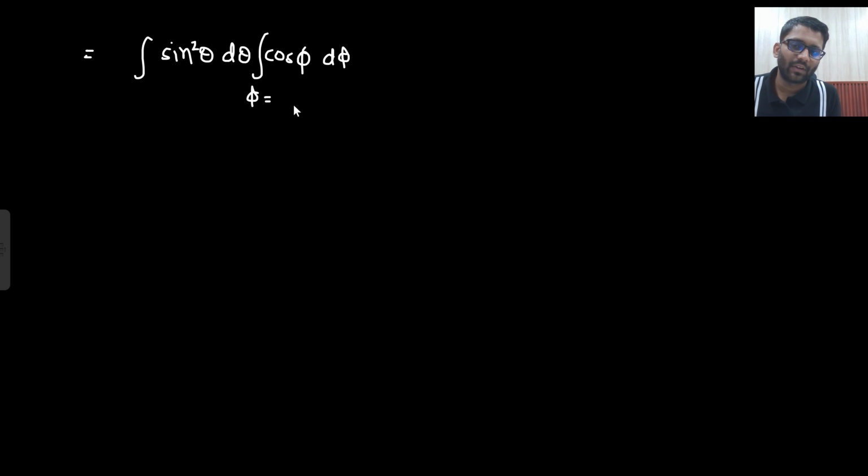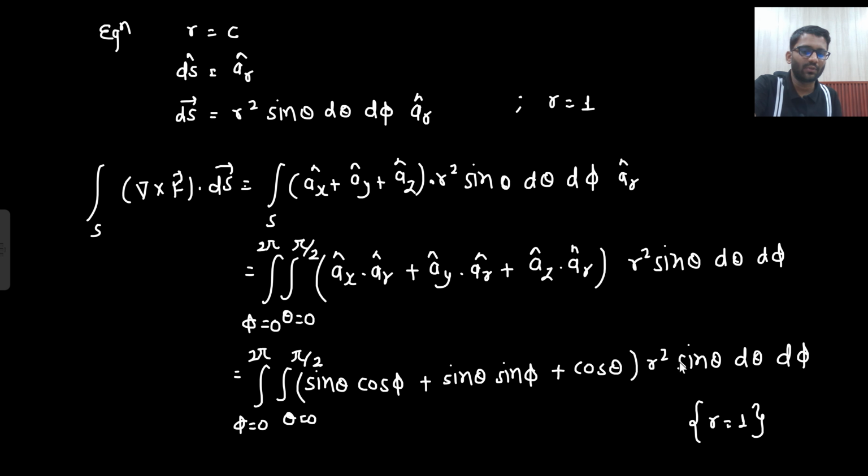So what is the limit of phi? Phi is going from 0 to 2 pi and theta is going from 0 to pi by 2. I don't know the value of the theta integral, but I know the value of this one, from 0 to 2 pi. Cos phi from 0 to 2 pi, what will be the value? 0. Did you understand what I did here? This value will be 0 only, no? That's it. Very easy.